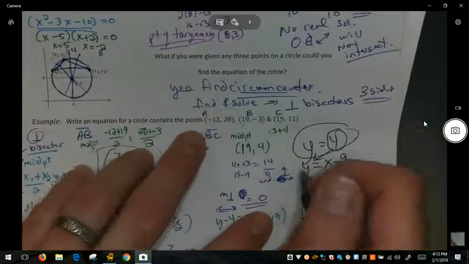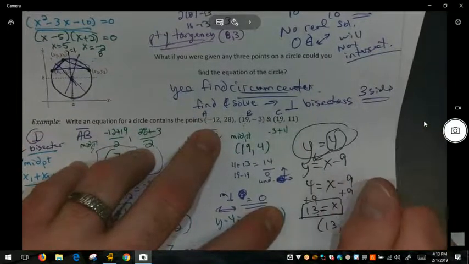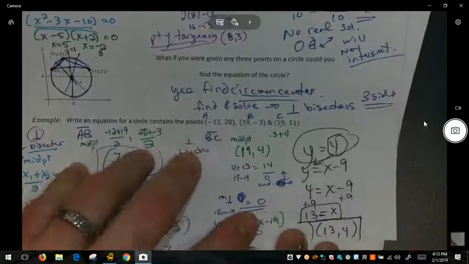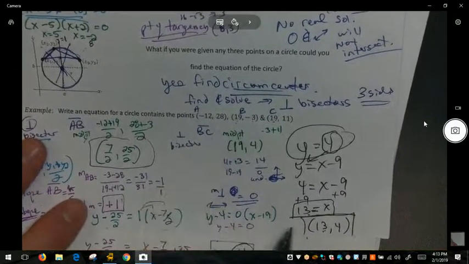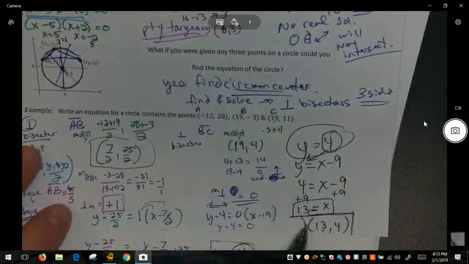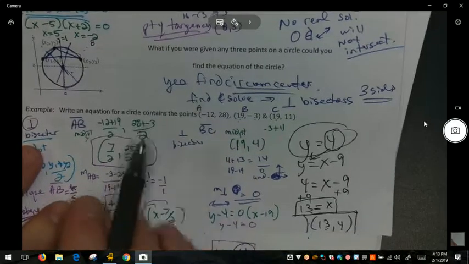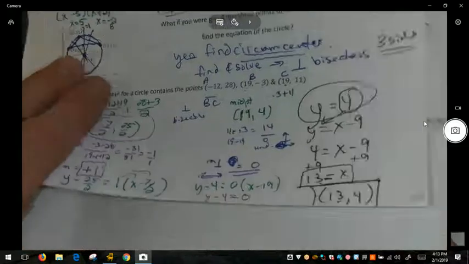So the center of this circle is 13, 4, and I could easily find its radius by using one of these points with this and doing the distance formula. It does want me to do that. I did not leave you enough room. I apologize. You're going to need another sheet of paper.